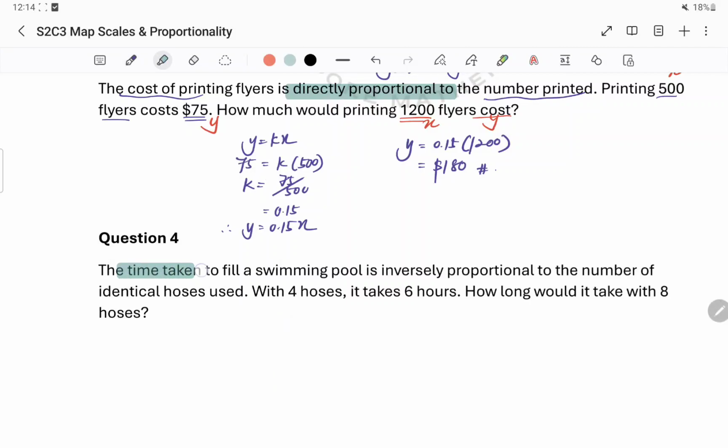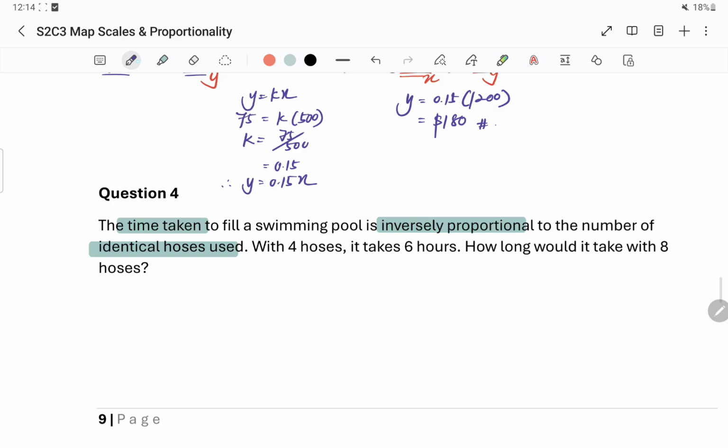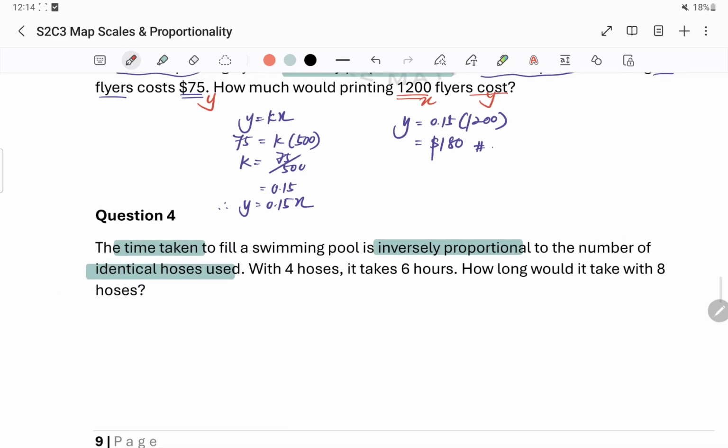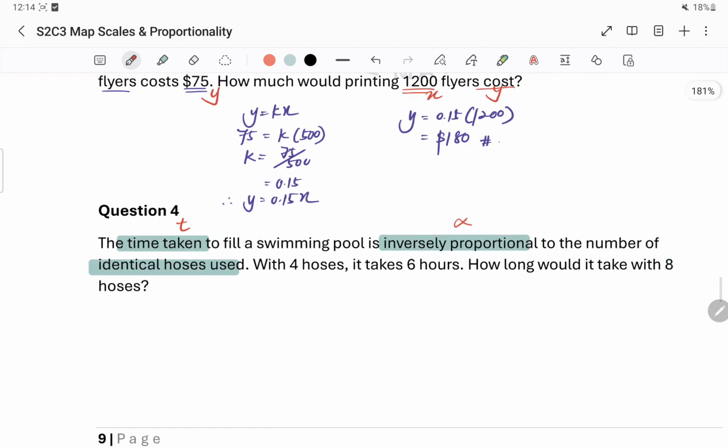Now, next, the time taken is inversely proportional to the number of identical hoses used. Alright, so when you're reading a question, put in the values. So let's say the time taken is T, I put inversely proportional, which means that you need to do 1 over something. The number of identical hoses used, I put H. Okay, let's say the hose is H.